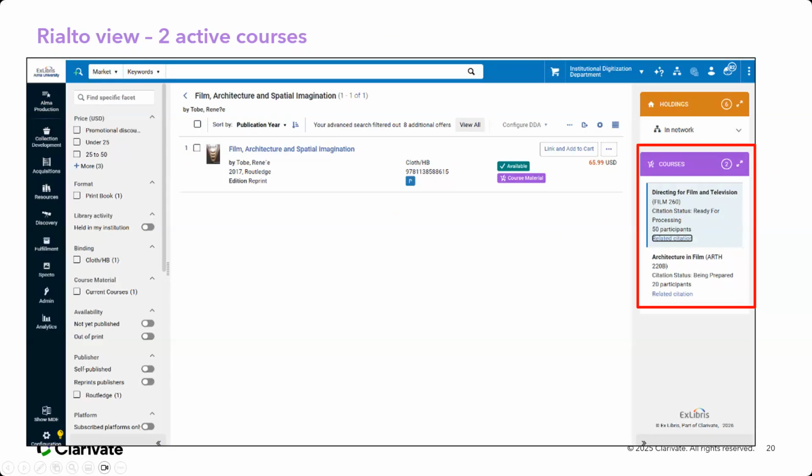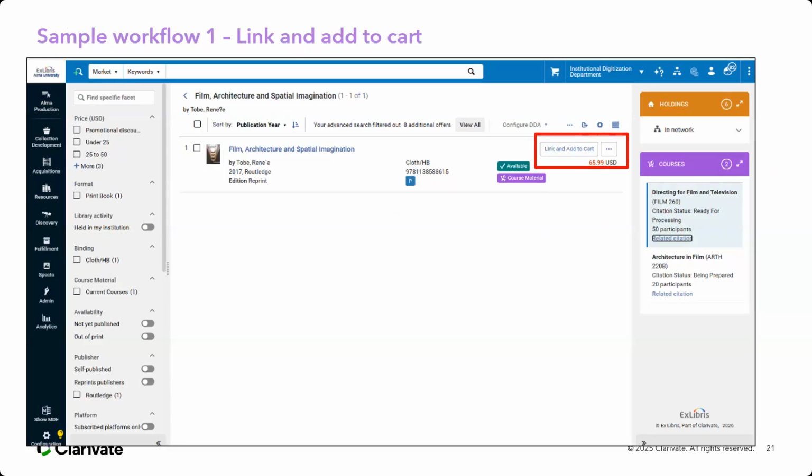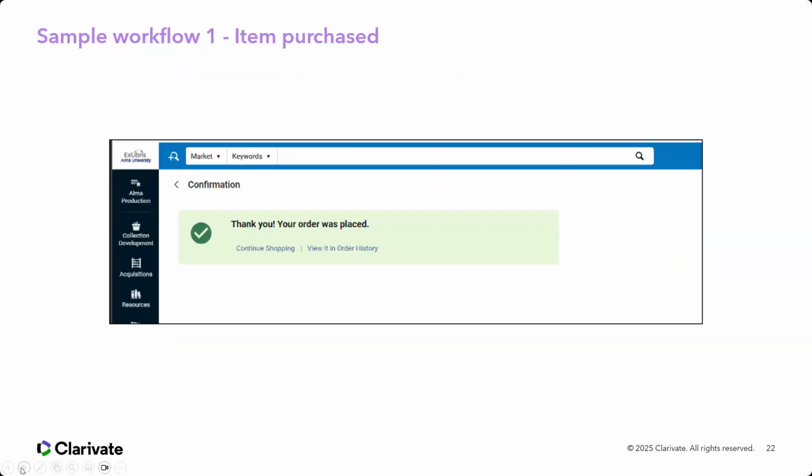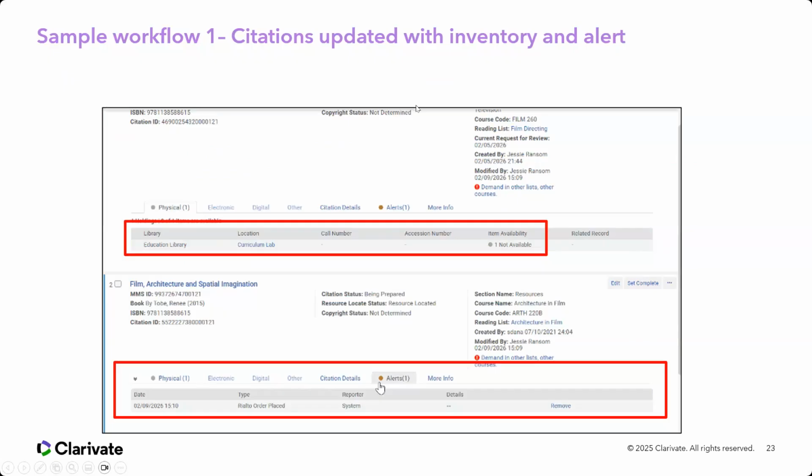So that's the data. But if we go into the next steps, you'll see here that there's an option to link and add to cart. That linking indication, when it says link, is linking it back up to the reading lists. So we're linking this new inventory that we're buying to all of that course information or reading list information. And when you do that, let's say we hypothetically purchased this title, what happens back on the citation is that the citations themselves will update with this new information.